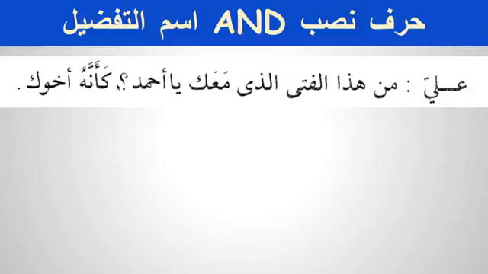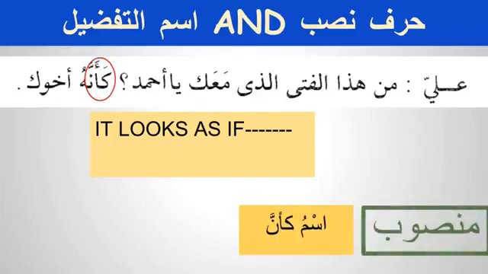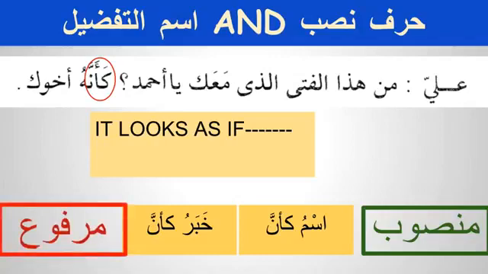Ka'annahu. So again one more harf nasb here. Ka'anna. So what is ka'anna? Ka'anna is again from min akhwatu inna. What does it mean? It means it looks as if. This is how we translate. It's a long translation, but that's what it means. It means it looks as if. So again ka'anna will have ismu ka'anna, which will be mansoob because it is min akhwatu inna, and it will have khabar ka'anna, which will be marfu.